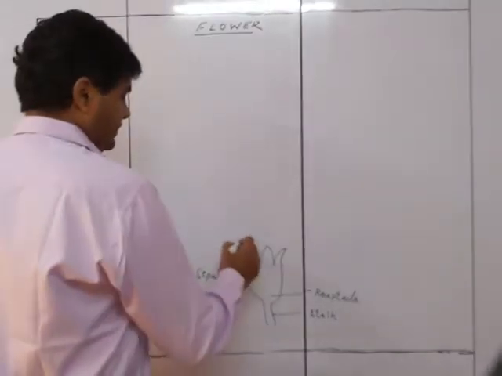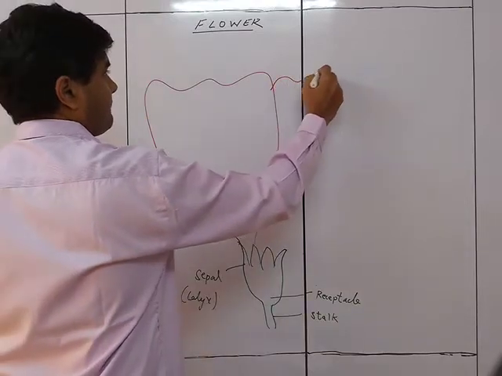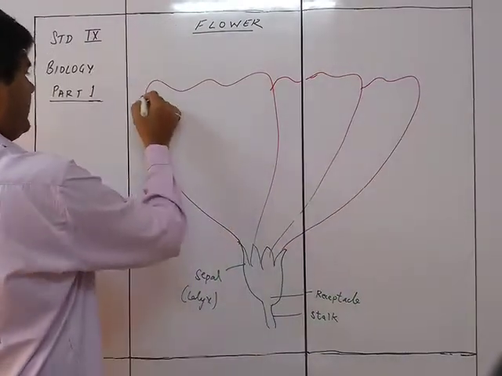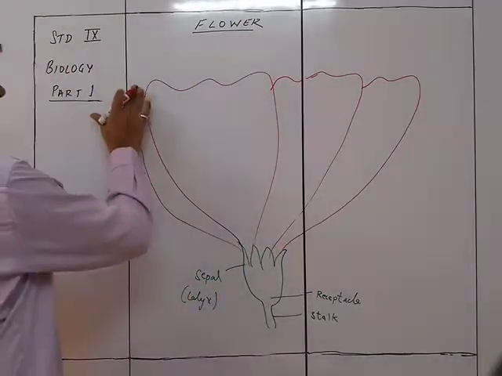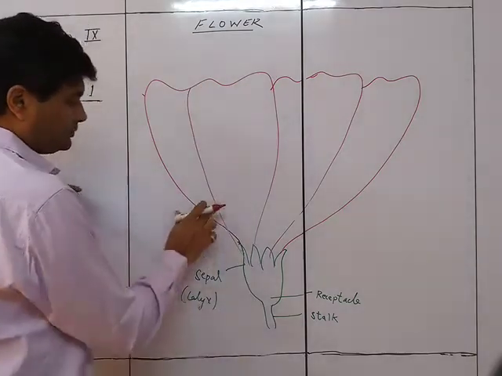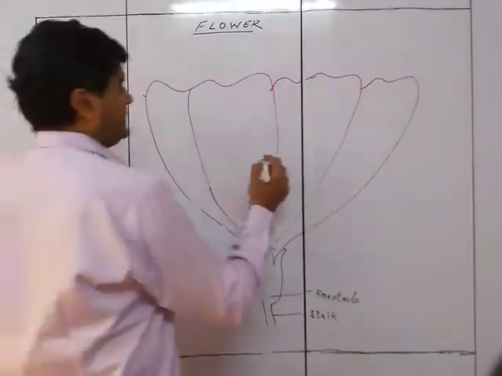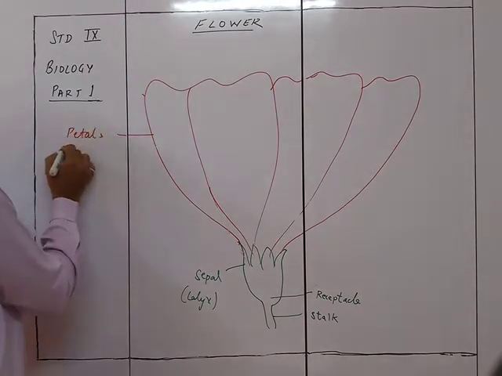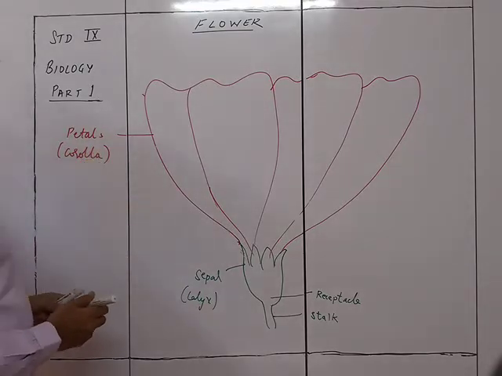Then comes the next part. Not symmetrical, doesn't matter. These are the petals, collectively called the corolla. Yes, petals, the corolla.